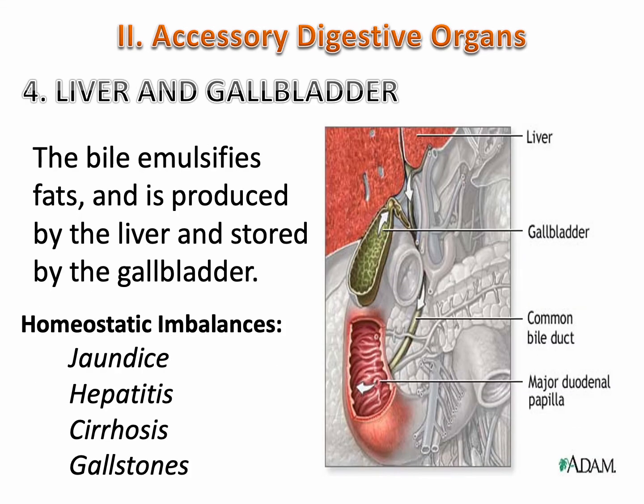Next is the liver and the gallbladder. To simply explain it, the bile produced by the liver and stored by the gallbladder is important to emulsify fats. Sa lahat kasi ng nutrients, carbohydrates, fats, proteins, vitamins, minerals, fats ang pinakamahirap i-digest, and the bile helps emulsify them. Bile does not contain enzymes, but its bile salts emulsify fats by physically breaking large fat globules into smaller ones.